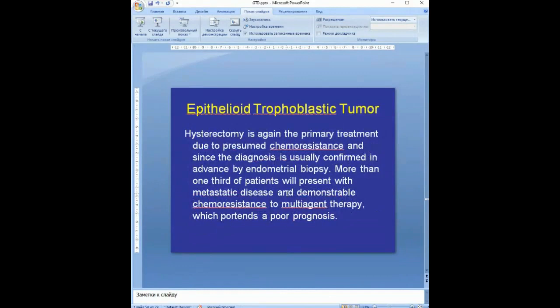Hysterectomy is again the primary treatment due to presumed chemo resistance, and since the diagnosis is usually confirmed in advance by endometrial biopsy. More than one-third of patients will present with metastatic disease and demonstrable chemo resistance to multi-agent therapy, which portends a poor prognosis.